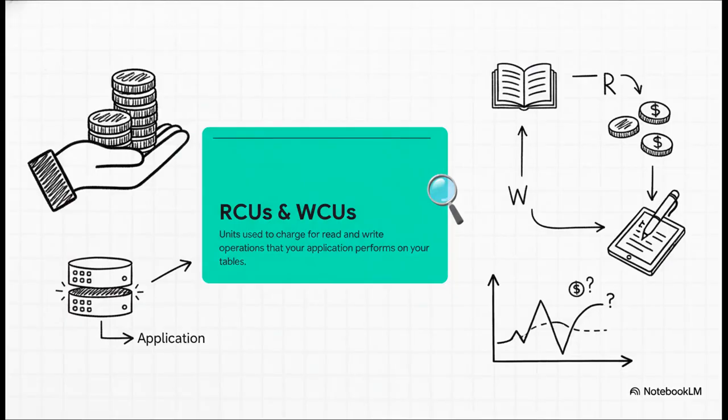Now, before we go any further, we've got to talk about the currency of DynamoDB, how you actually pay for performance. Everything is measured in what we call read and write capacity units, or RCUs and WCUs for short. Think of them as tokens. Every single time your app reads or writes something, you spend a few tokens. The big difference is how you buy those tokens.